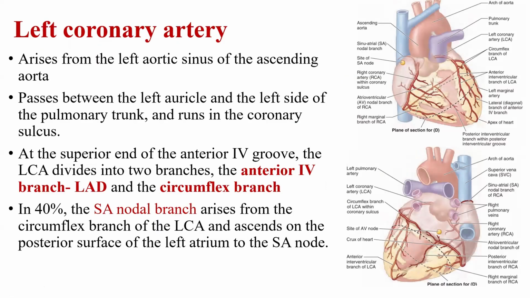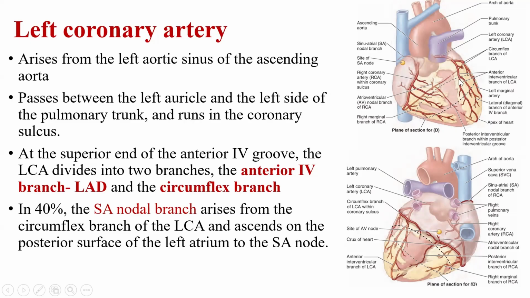Now the left coronary artery. The left coronary artery, as we know, arises from the left aortic sinus of the ascending aorta. Now it emerges between the left auricle and the left side of the pulmonary trunk, in between the pulmonary trunk and left auricle. Then it again enters the coronary sulcus, and at the superior end of the anterior interventricular groove, just emerging in between the pulmonary trunk and left auricle, it gives rise to two main branches.